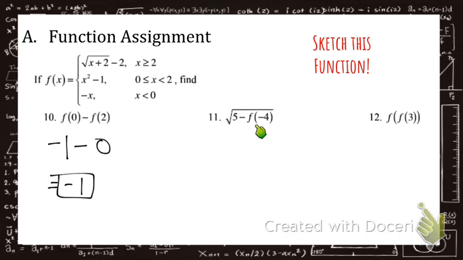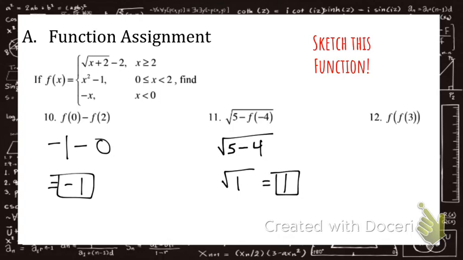For the second part, I'm evaluating f of negative 4. So negative 4 would be less than 0, so it's part of this last part of the piecewise function. If I plug in negative 4 here, I get a negative 4. So negative negative 4 would be a positive 4. And if I substitute that in here for the square root, that would be 5 minus a positive 4, which is 5 minus 4. So that's the square root of 1, which is just 1.